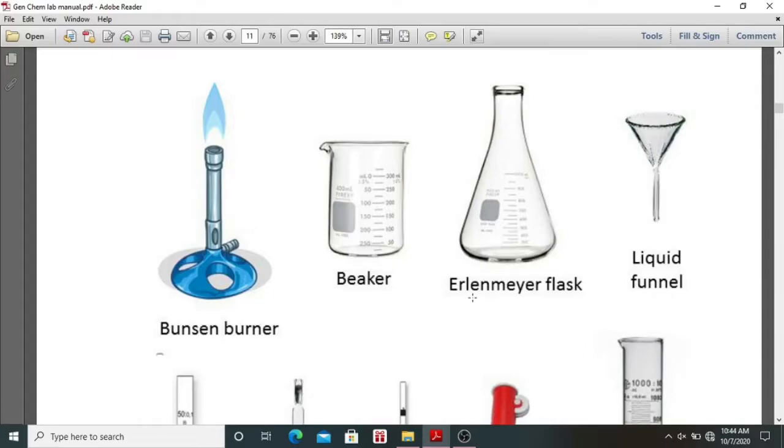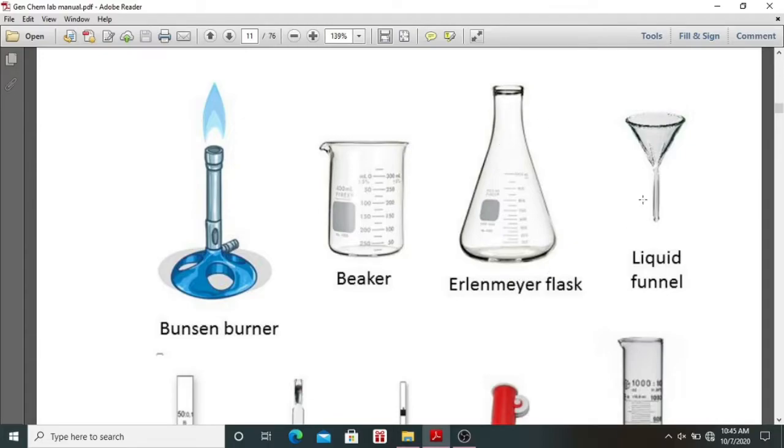The Erlenmeyer flask is also useful for holding liquid samples, and this is the flask that is used during filtration to catch filtrates. It is also used as a container for titration. If the burette drops some liquid, the one that will catch those drops from the burette is the Erlenmeyer flask. So this is used in titration or titrimetric analysis.